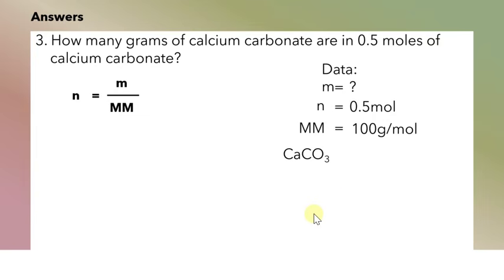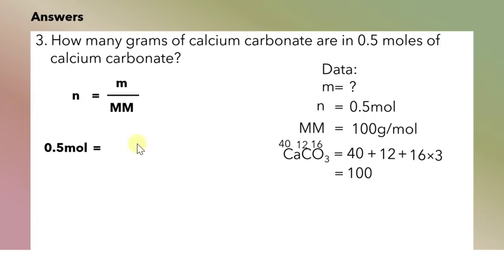So now this is it. So calcium carbonate is 100. How? Because calcium alone is 40, carbon is 12, then oxygen is 16. Then everything, when you sum up 40 plus 12 plus 16 times 3, you get 100, like that. So now you substitute, you say number of moles here, it is 0.5 moles equals mass, which is what you are looking for, over molar mass, which is 100 grams per mole.